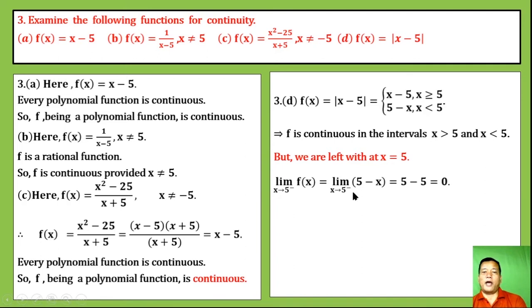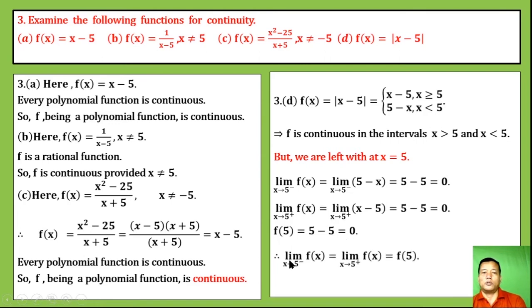Left hand limit at 5 is 0. Similarly, right hand limit at 5 is also 0. Function value at 5 is also 0. Therefore, left hand limit at 5 equals right hand limit of f at 5 equals f of 5. Hence, f of x is continuous at x equal to 5. Thus, f of x is a continuous function.